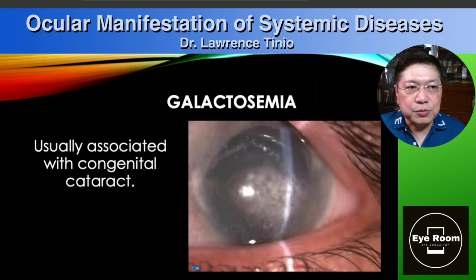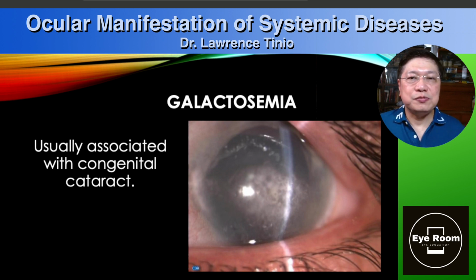Galactosemia would usually be associated with congenital cataracts. So, if your patient has been diagnosed with galactosemia, check their eyes. If you are not in the habit of checking your patient's eyes regularly, try to do so, especially if you see any metabolic problems in your patients. In galactosemia, usually diagnosed very early on, check for congenital cataracts.